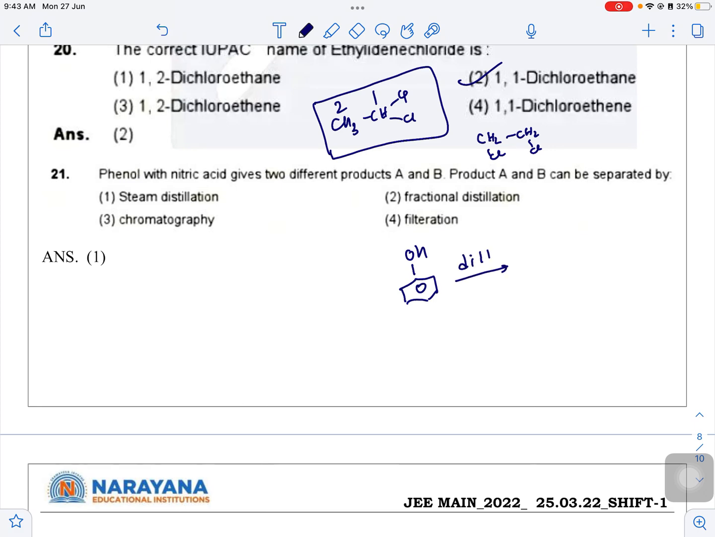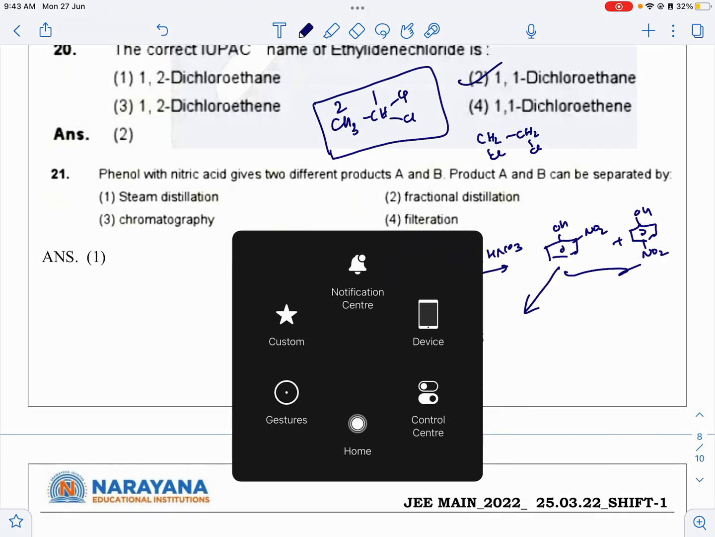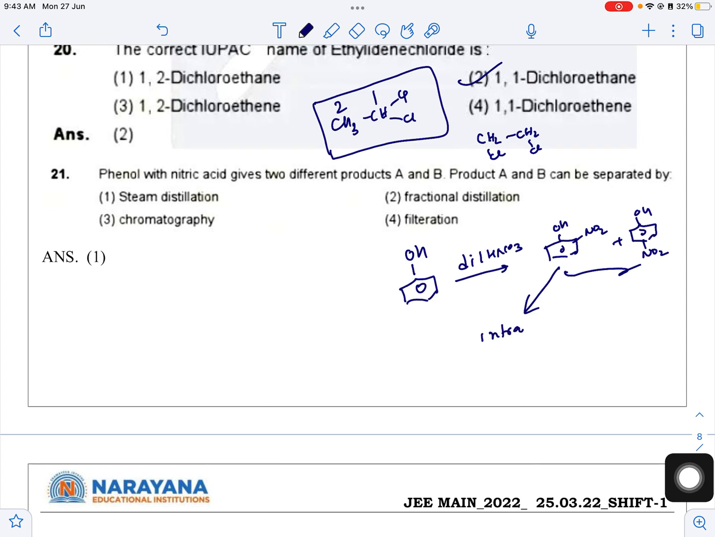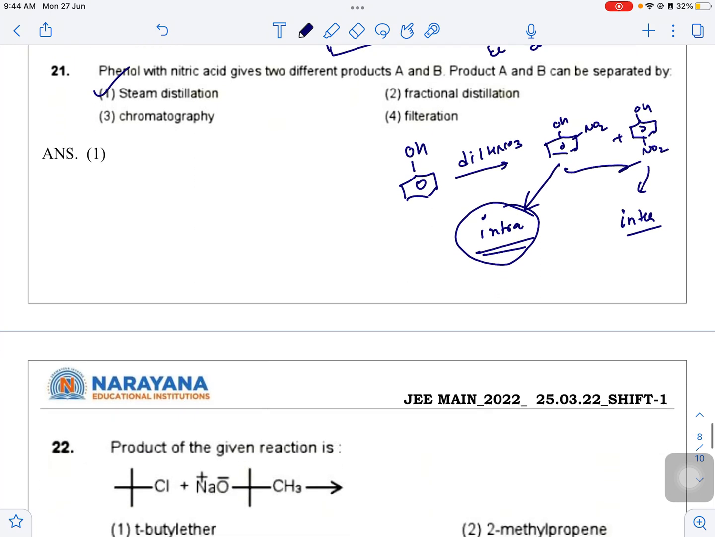Phenol with dilute nitric acid forms two different products A and B. Phenol on reaction with dilute HNO3 forms orthonitrophenol and paranitrophenol. We know that they differ in boiling points, because orthonitrophenol is associated with itself by intramolecular hydrogen bonding, whereas paranitrophenol forms intermolecular hydrogen bonding. Due to intramolecular hydrogen bonding, its boiling point is less, and these two can be separated by steam distillation, which is a well-known question to all.